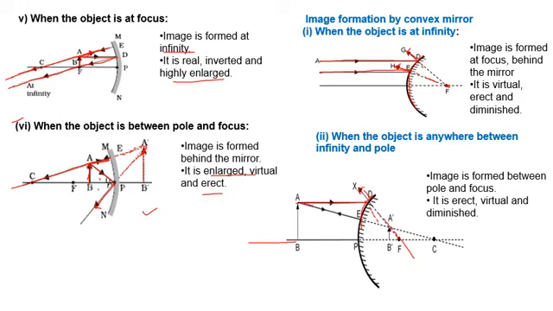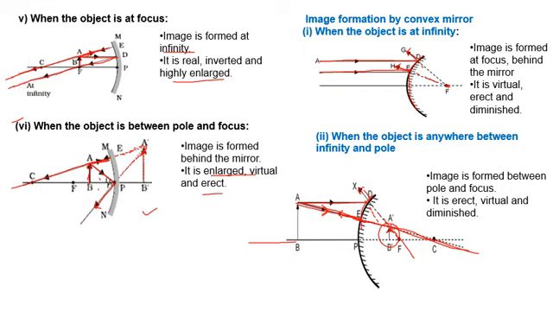Another ray is going through the center of curvature. Okay, it is going through the center of curvature. So after reflection, this ray is going back on the same path. This type of ray always goes through the center of curvature, right? And wherever these two rays appear to meet, there I'm going to draw the image. This image is definitely a virtual image. It is diminished and it is erect.